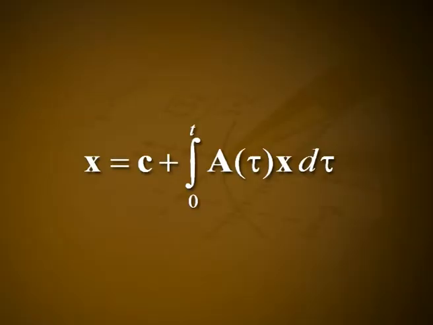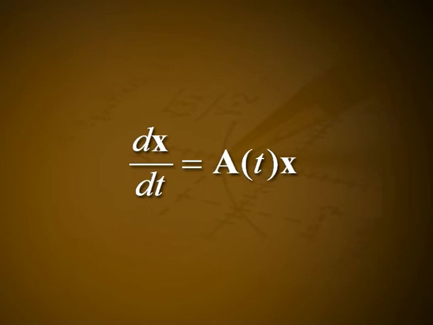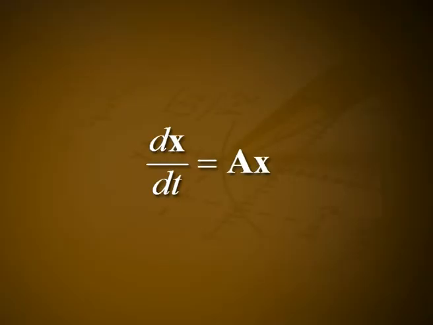For the limit vector x, we have x = c + integral from 0 to t of A(τ) x dτ, which on differentiation gives dx/dt = A(t)x. The verification of uniqueness is left as an assignment. This completes the proof.